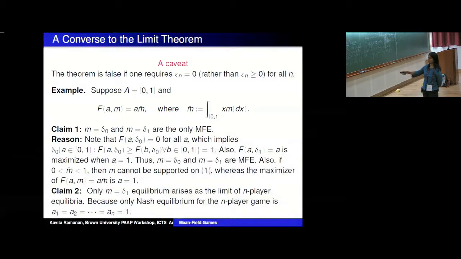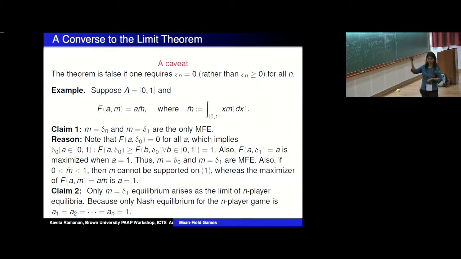That's the claim. But only m equals delta 1 equilibrium arises as the limit of n-player equilibria. Why? Because in this game, you can easily check that the only Nash equilibria for the n-player game is all of them being 1. Okay? And so that tells you that delta 0 does not arise as a limit of Nash equilibria.